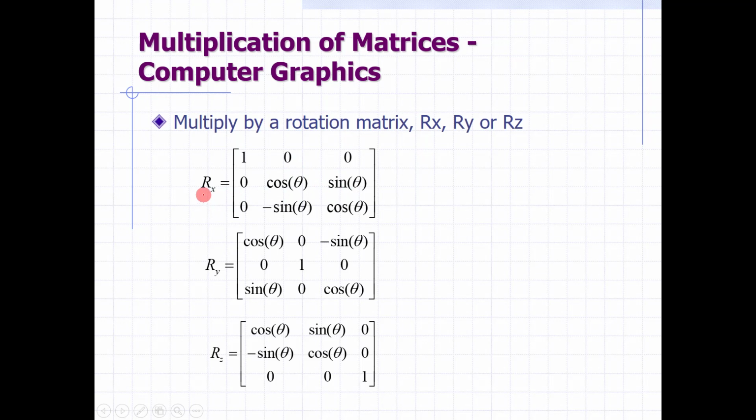If you're rotating about the x-axis, you multiply your set of points by this rotation matrix. And the rotation depends on whatever angle you want to use. So if you want to rotate by 60 degrees, you put in 60 degrees for theta, and then you multiply that by your matrix that contains your data points. Or if you want to rotate around y, you use this matrix. If you want to rotate around the z-axis, you use this third matrix.